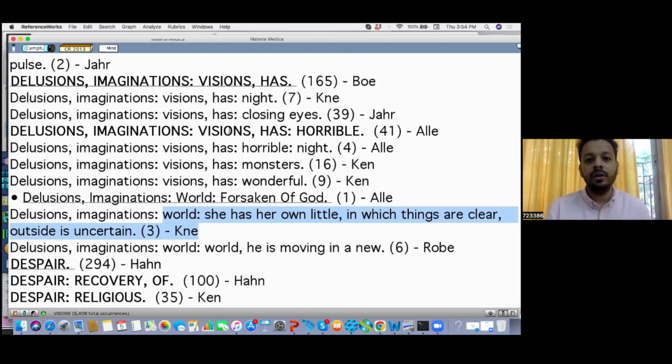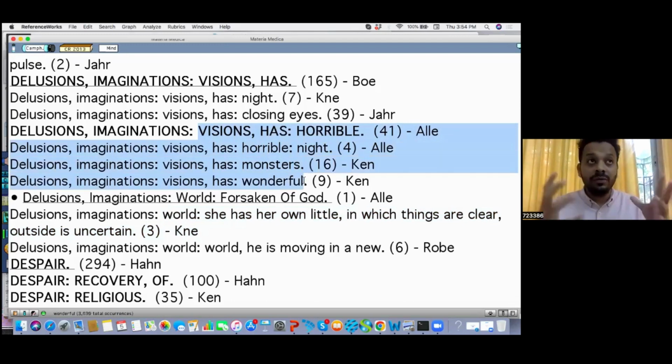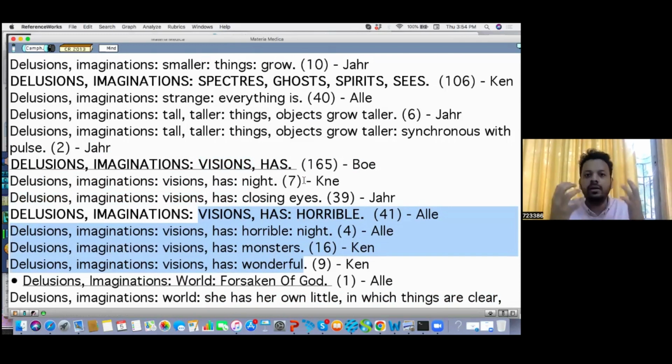Very interesting rubric. So anything outside is very horrible. Delusion, horrible visions. Delusion, monsters. Everything outside is too big. How will I do this? How will I manage this? What is all of this? How to do this? Too much for them. Too much to handle. The situation is too intense for them.